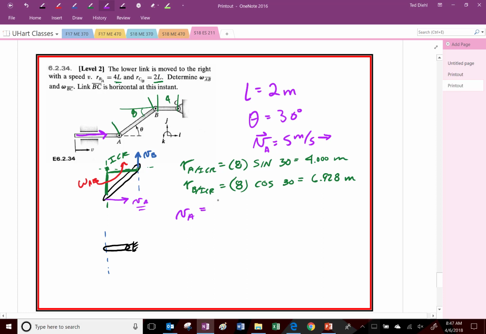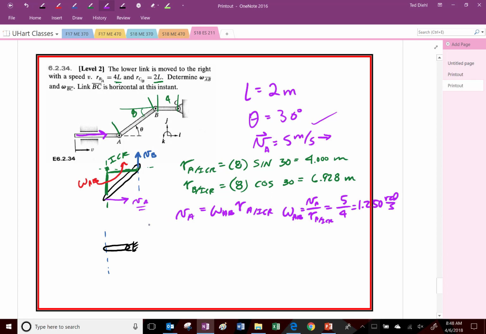And so now I can write for the velocity of A right here. Velocity of A is equal to omega AB times RA with respect to ICR, and rewriting, omega AB is VA over RA with respect to ICR. That's what I decided VA was going to be, 5 divided by 4, or 1.250 radians per second is what that omega AB is going to be.